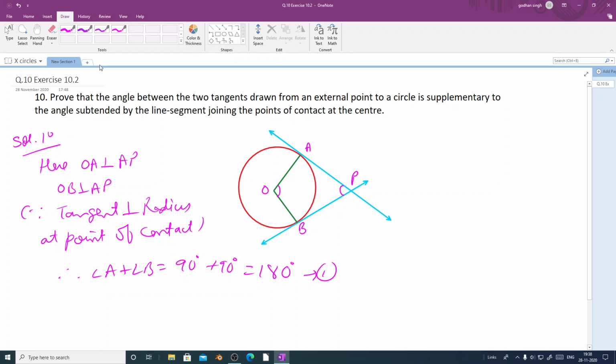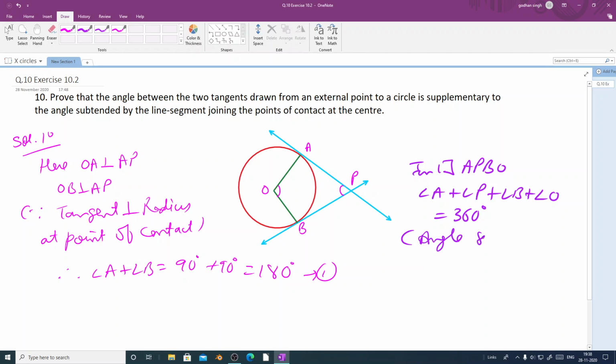And now let us go to quadrilateral APBO. In quadrilateral APBO, angle A plus angle P plus angle B plus angle O equals 360 degrees. Why? Angle sum property of a quadrilateral. So let this be equation number 2.